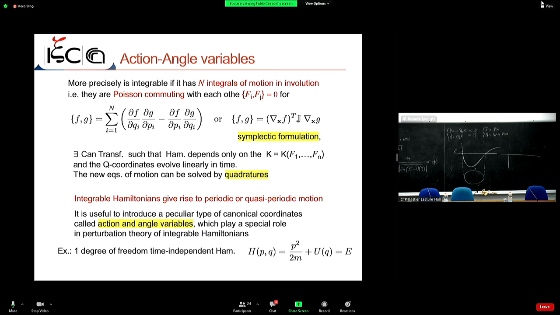But there is another method to solve this. This is called action angle. And I can stop here.